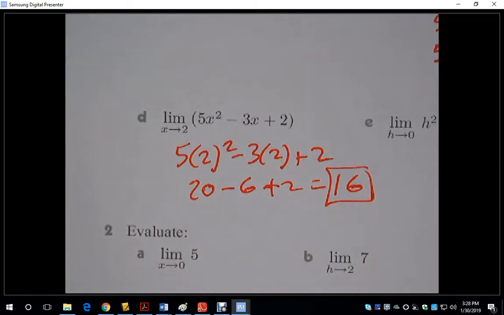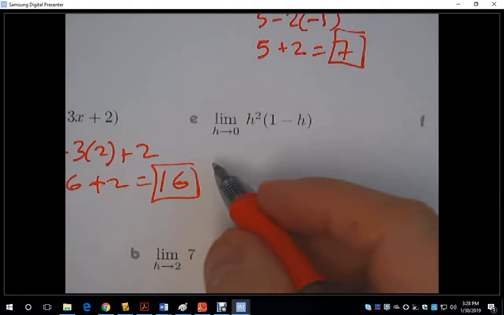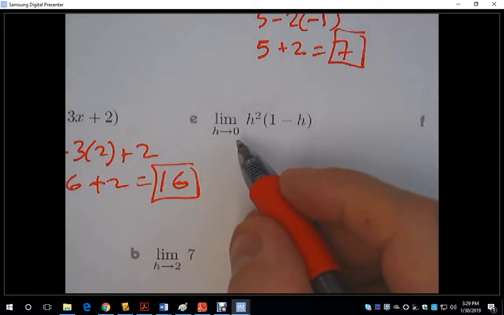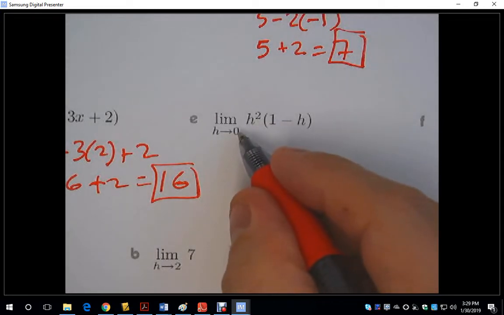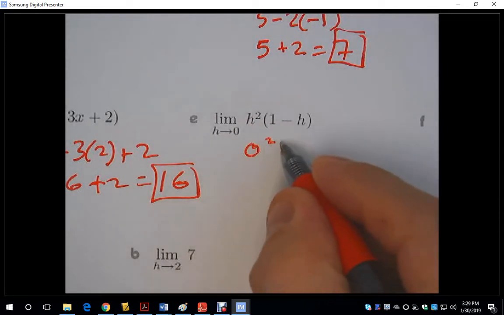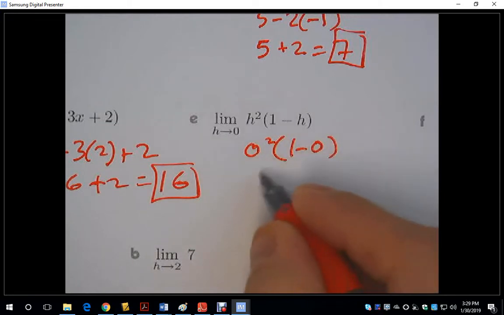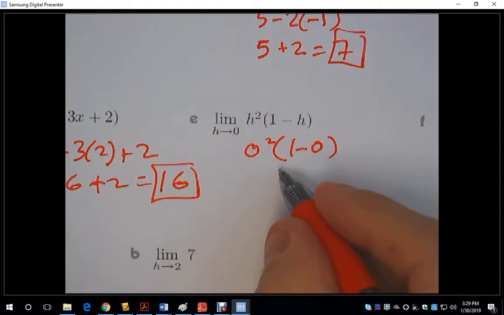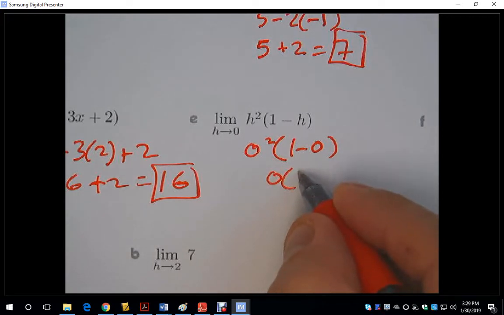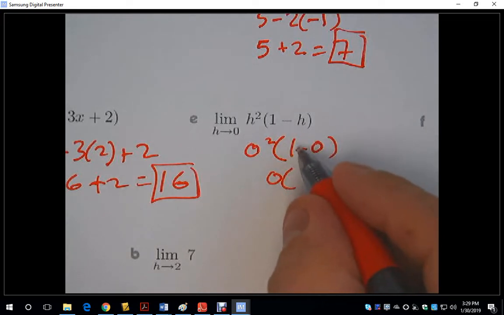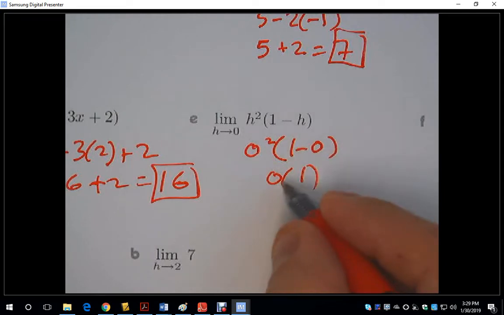All right, so the next one, I'm going to take this limit as h approaches 0 of this function. Let's just take the 0, plug it in. I get 0 squared times 1 minus 0. 0 squared is going to give me 0. And 1 minus 0 gives me 1. But 0 times 1 is going to give me 0.